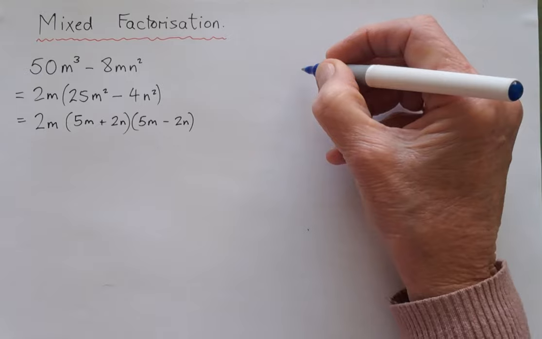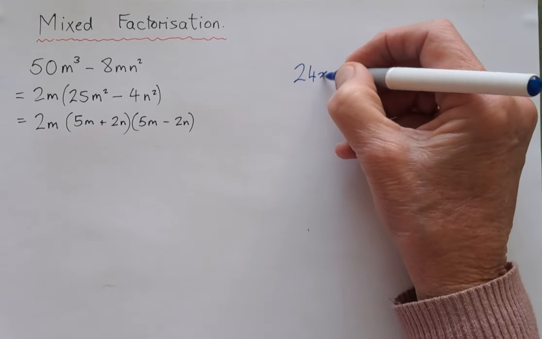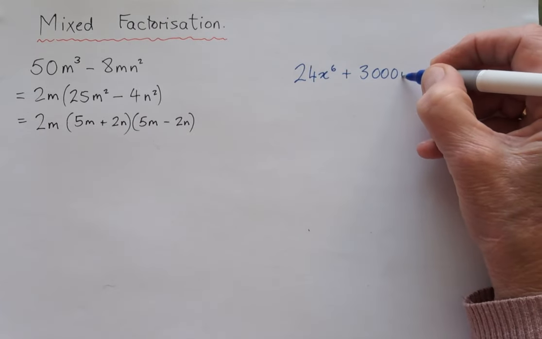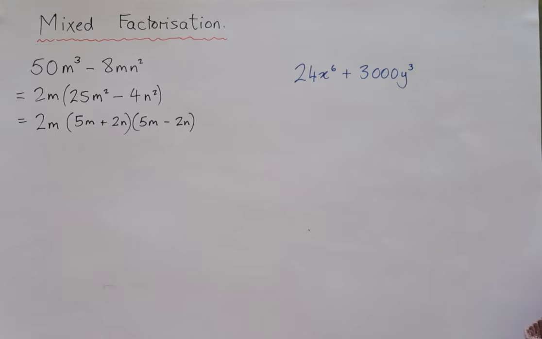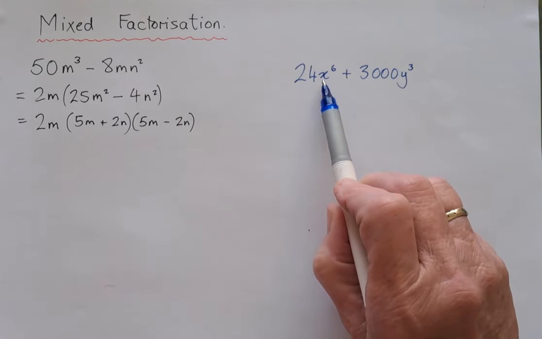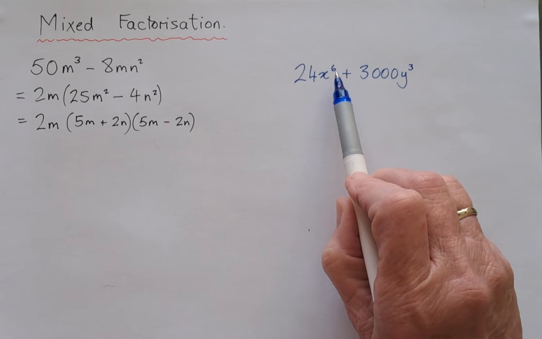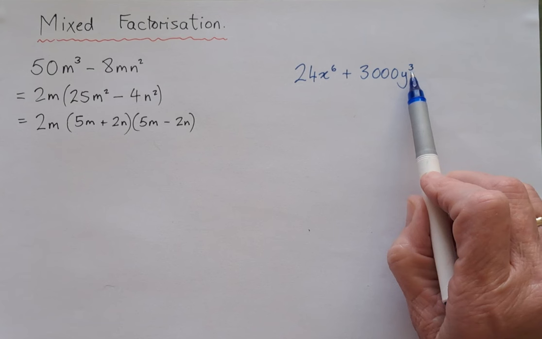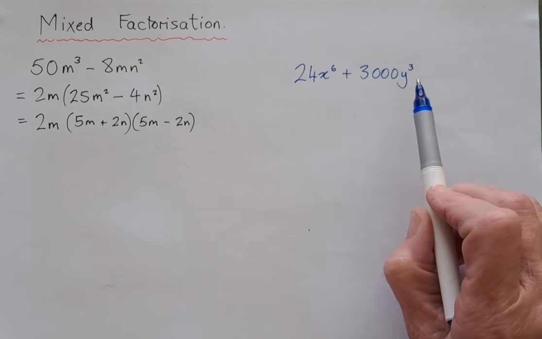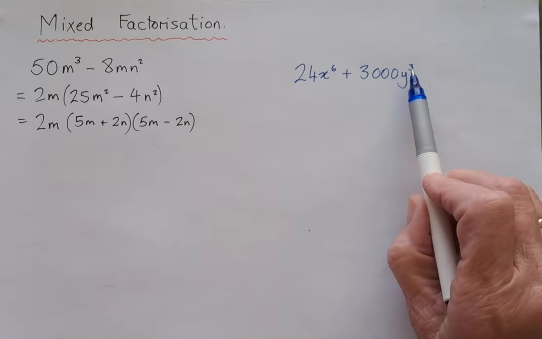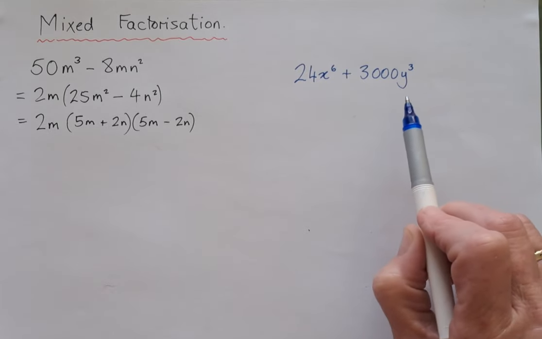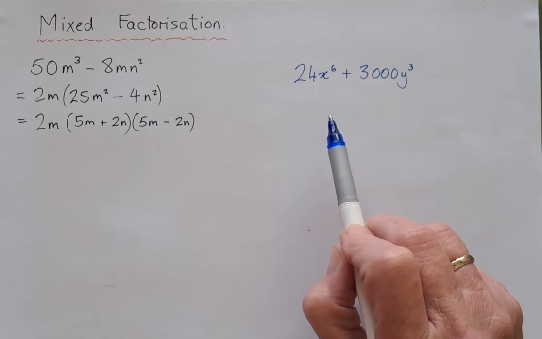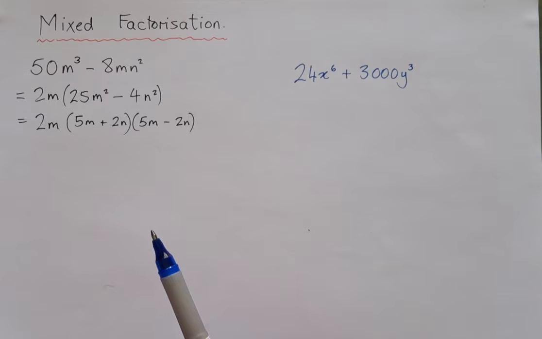So let's have a look at this one. 24x to the power of 6 plus 3000y cubed. Right, so I've got x to the power of 6. Remember, that could be a perfect square or a perfect cube because that 6 is divisible by 2 or by 3. 3000y cubed, that is only a perfect cube because it's not divisible by 2, so it can't be a perfect square. So already things are looking a little bit like a sum of two cubes because we don't get a sum of two squares. So it's really looking like the cubes.